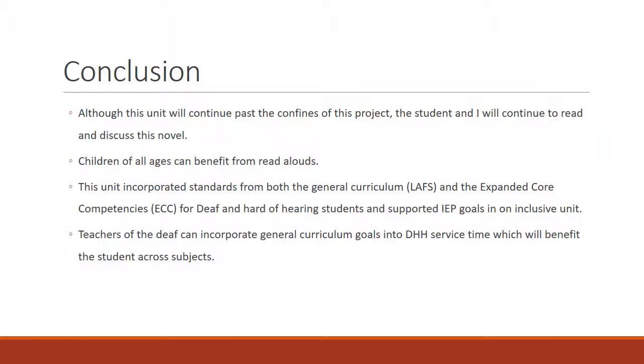So teachers of the deaf can incorporate general curriculum goals into the DHH service time, and this is going to benefit the student across subjects. Not only will it benefit the student during DHH session time, but also in language arts and history, and their confidence overall in their ability to use the strategies that we've taught them.